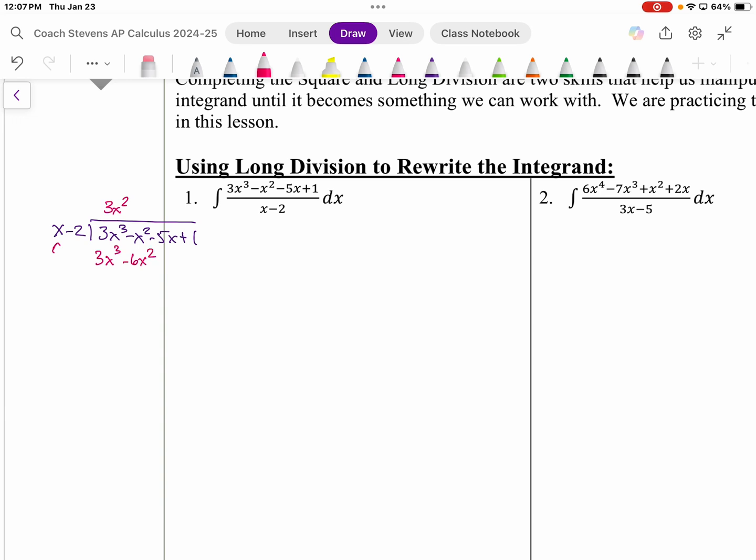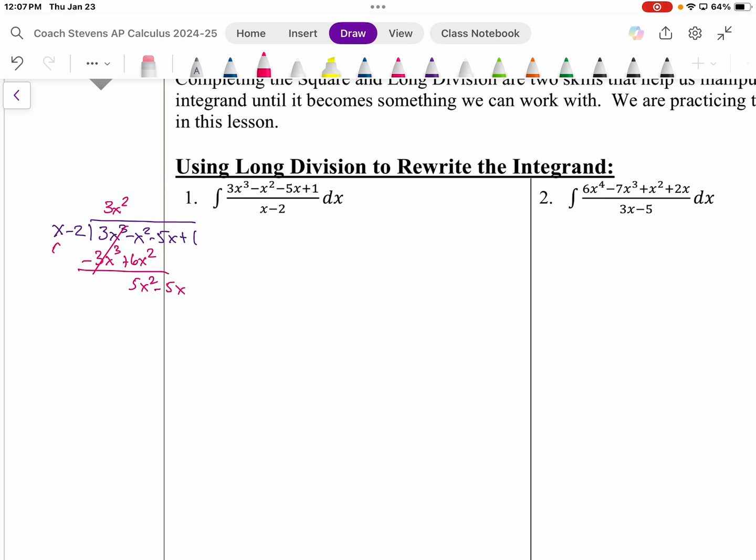And then long division, we subtract down. So that means that I usually multiply through by a negative 1, so it becomes a negative 3x cubed plus 6x squared. And then now I add down, and the 3x cubes cancel. And then negative 1 plus 6 is a positive 5x squared. Bring down the minus 5x. And then I go through the process again.